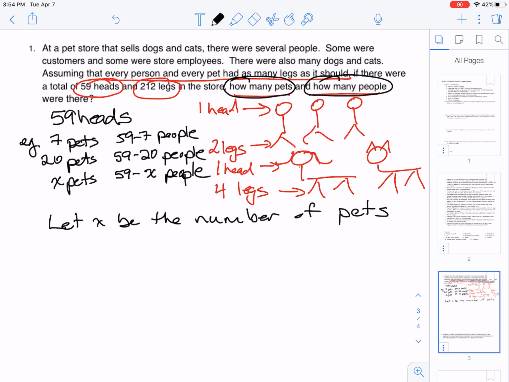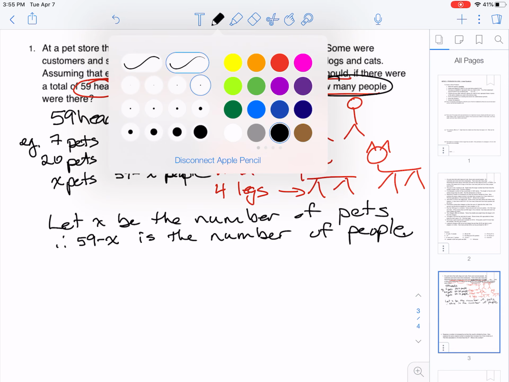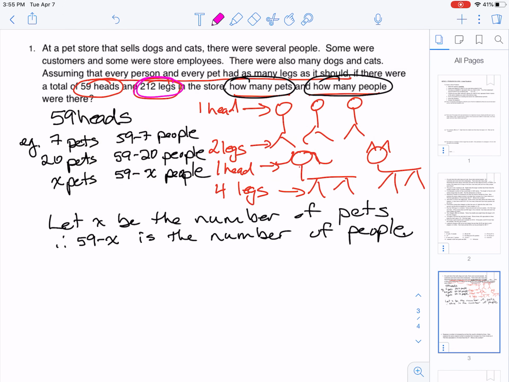There's always going to be a bit of information in a word problem that will help you express the other unknowns in terms of your original unknown. So therefore, 59 minus x is the number of people. Okay, so now what we want to do is use the information about the number of legs that we have. There are 212 legs. We know that each person has 2 legs and each pet has 4 legs.